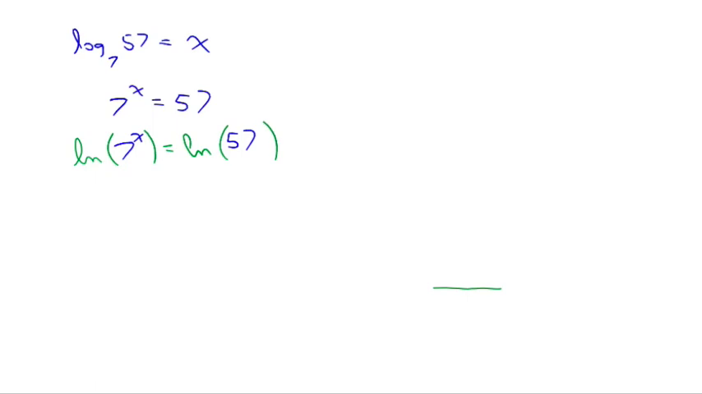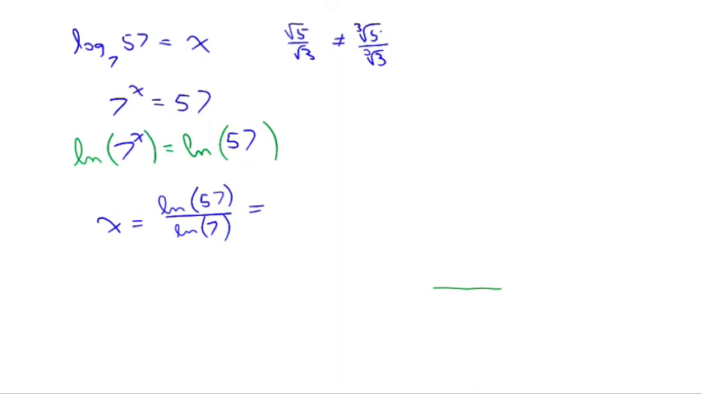Drop the x and divide across, and you get x is equal to ln of 57 over ln of 7. Now what's cool about this is generally if you do different functions top and bottom, your answer is different. For instance, the square root of 5 over the square root of 3 is not equal to the cube root of 5 over the cube root of 3. That's definitely not equal. Absolutely true. But ln of 57 over ln of 7 is the same thing as log of 57 over log of 7.